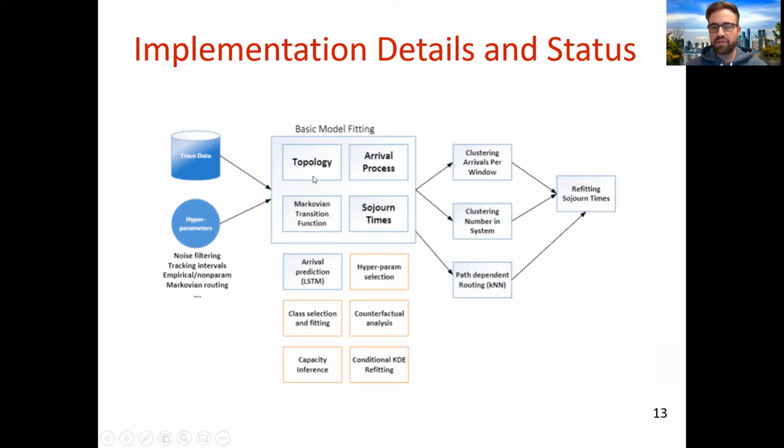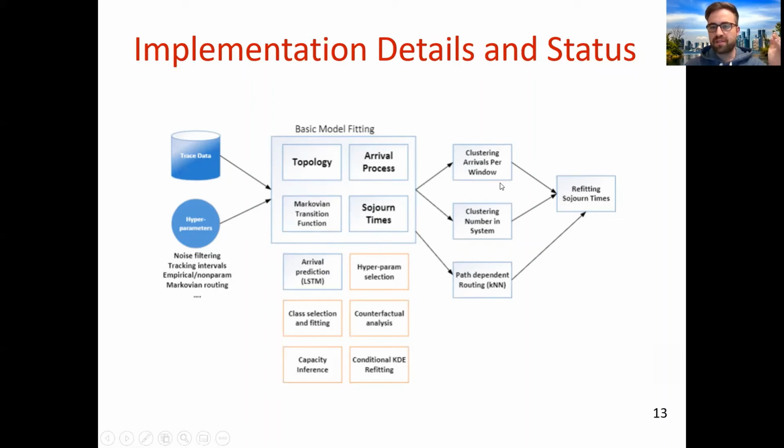We learn the topology of the network. We fit the arrival process. We fit a Markovian transition function that tells us how the patients are routed between the different nodes. We fit sojourn time distributions to each of the activities. And this is our very basic model. This is already implemented. Whatever is in blue was already implemented for this project.